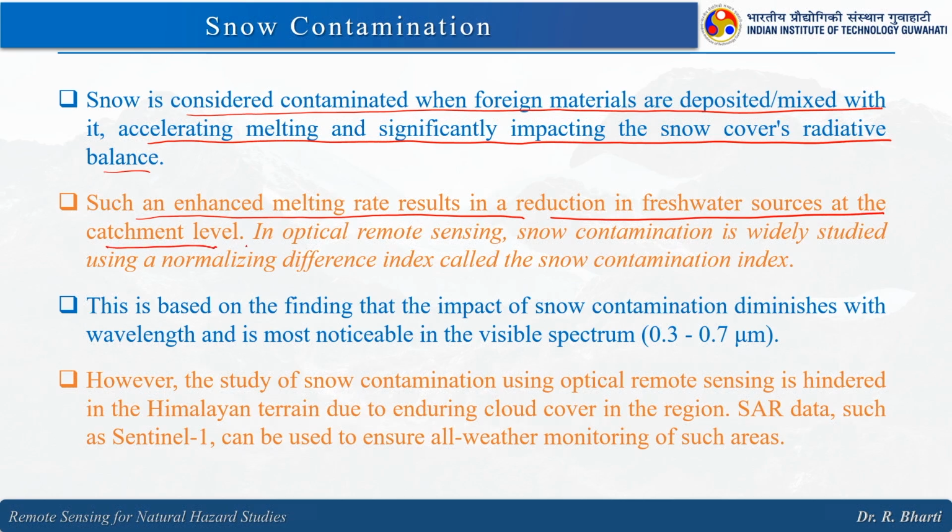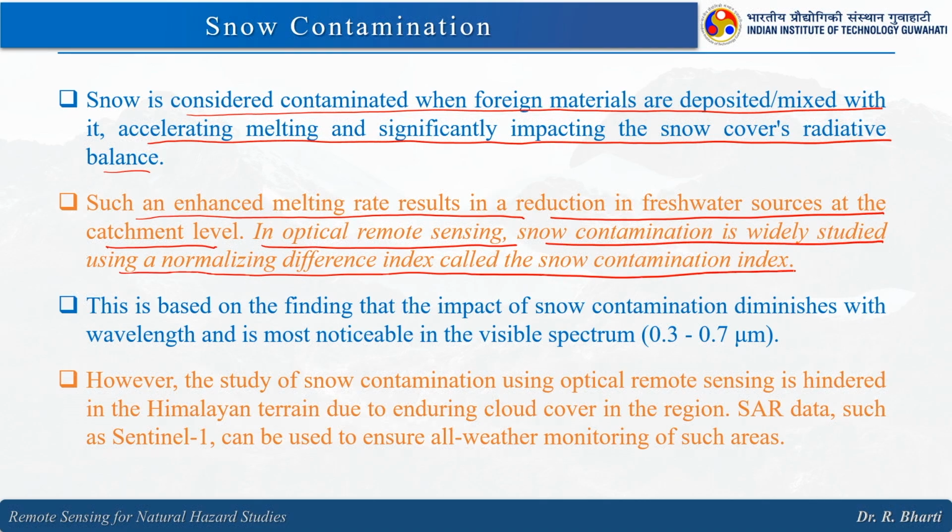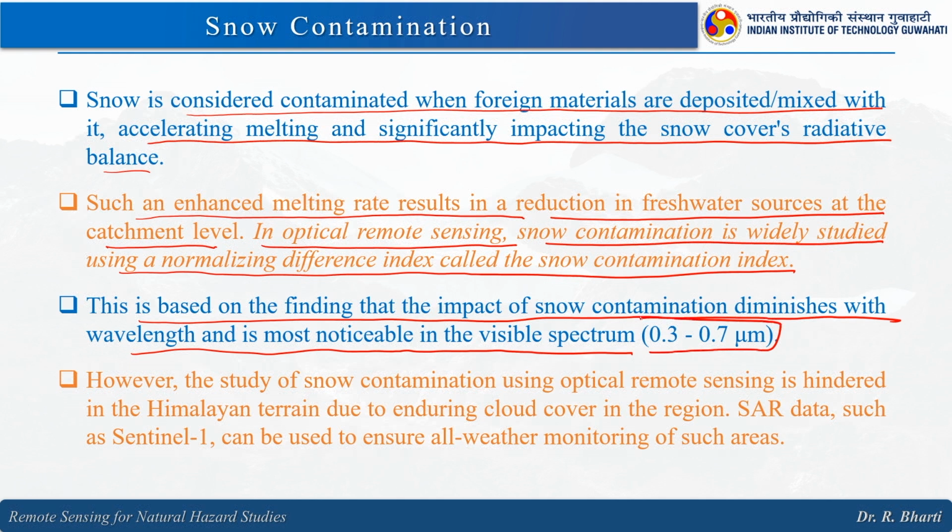the catchment level. In optical remote sensing, snow contamination is widely studied using a normalized difference index called the snow contamination index. This is based on the finding that the impact of snow contamination diminishes with wavelength and is most noticeable in the visible spectrum, which is 0.3 to 0.7, or sometimes 0.4 to 0.7 micrometer.